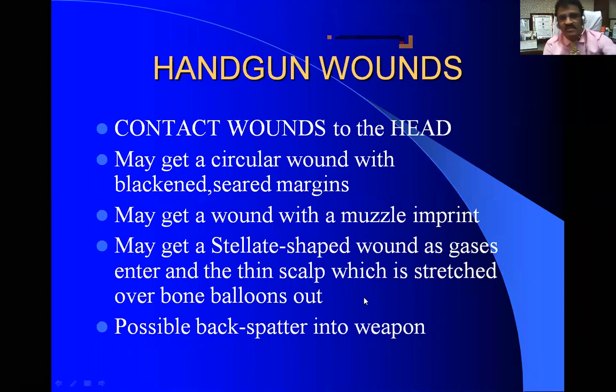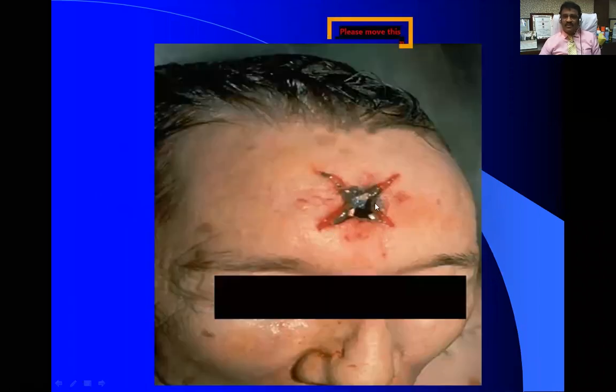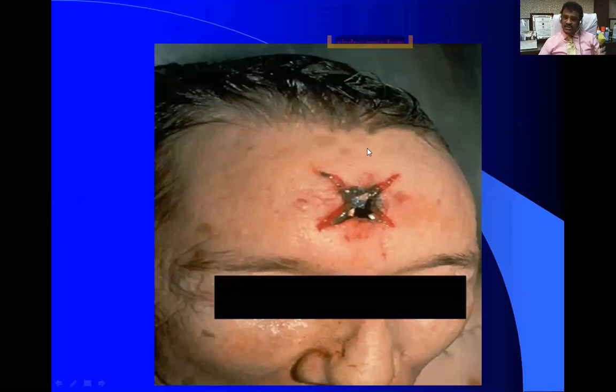Muzzle means this one is muzzle, okay? And you may get a stellate shaped wound as gases enter and the thin scalp which is stretched over the bone balloons out, possibly with back spatter into the weapon. Here, this is a contact wound right on the forehead of a person. You can see this is fired with a pistol, okay? Because the pistol was placed on his forehead and it has been fired. This is how the contact wound of a handgun looks, be it a revolver or semi-automatic pistol or any other make.